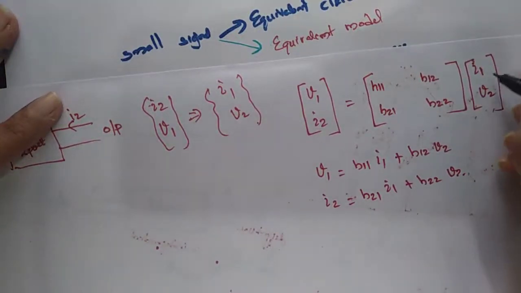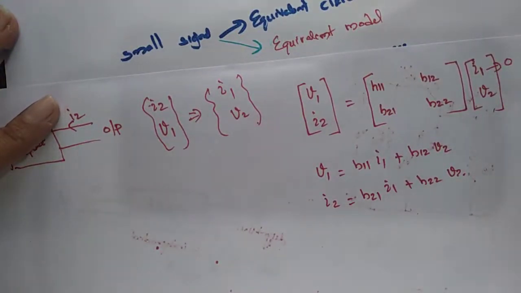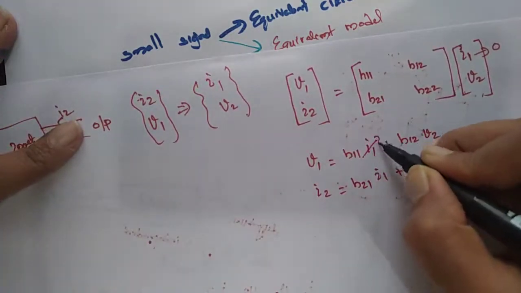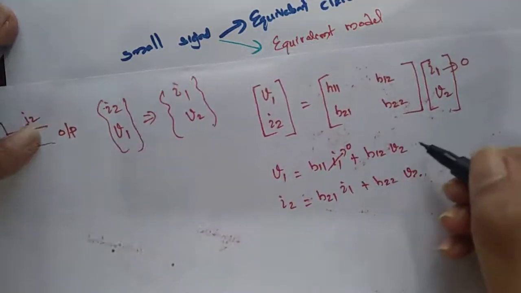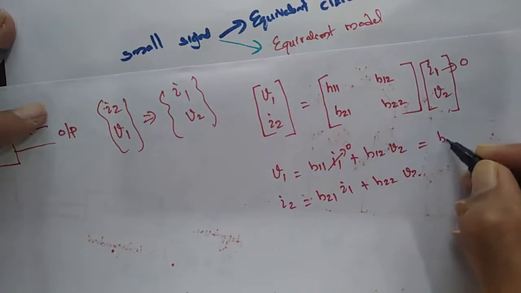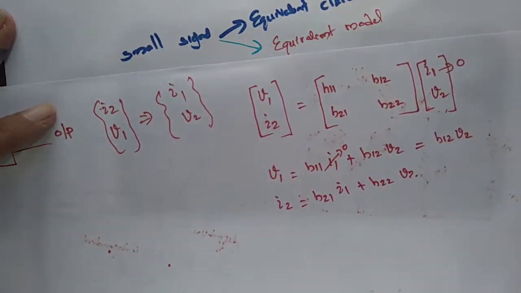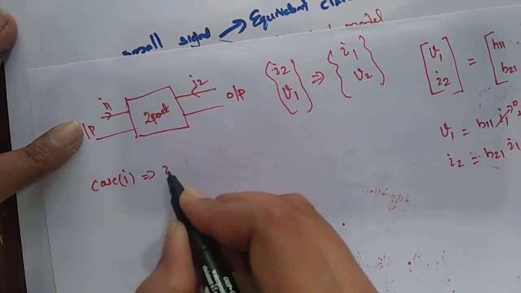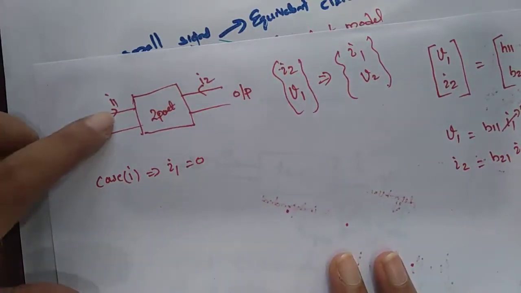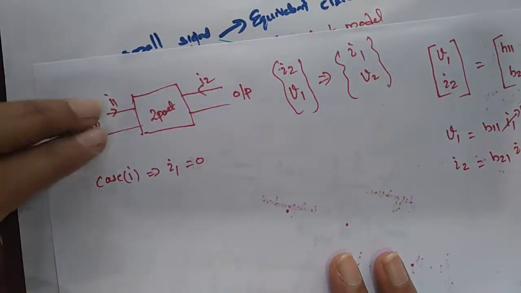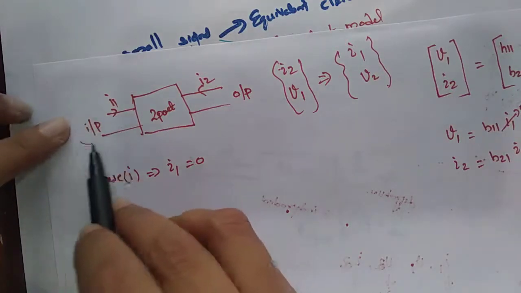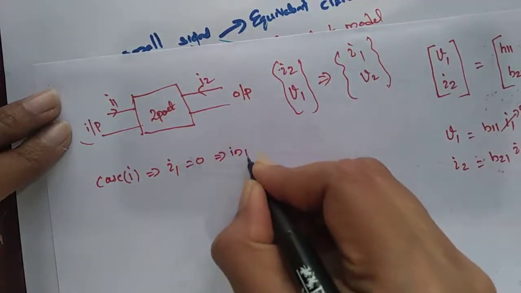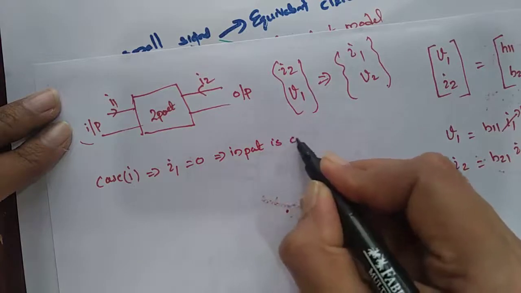First I will make this I1 to 0. Okay, in the first case I make this I1 to 0. What will happen if I make I1 to 0? This I1 will be 0. So what will be my equation? V1 is equal to H12 V2. Case 1: I am making I1 equal to 0. What do you mean by I1 equal to 0? It means there is no current flow here, which means that there is no input. That is, I1 equal to 0 implies that the input is open circuited.